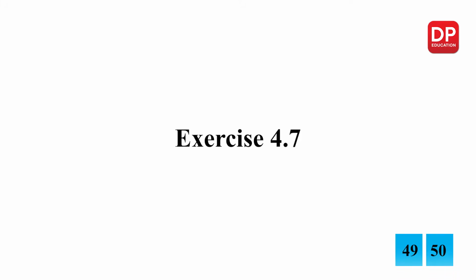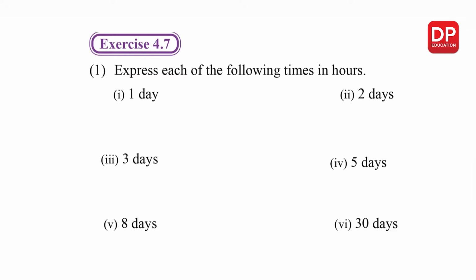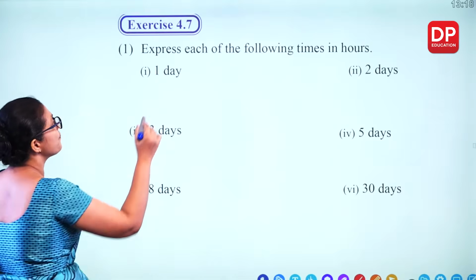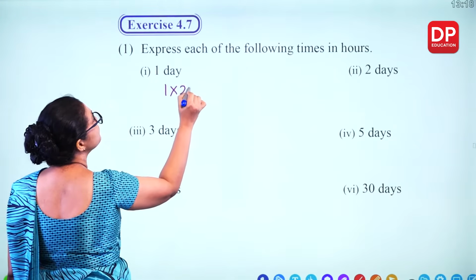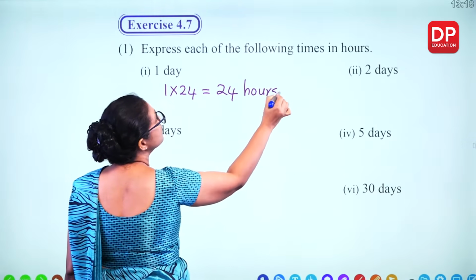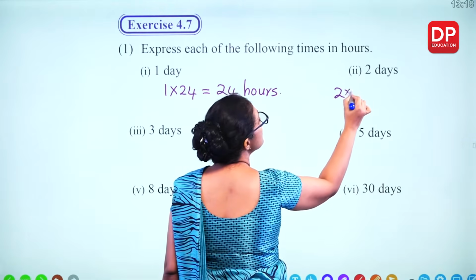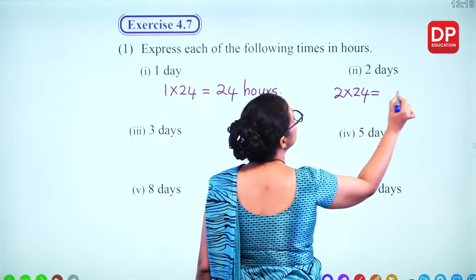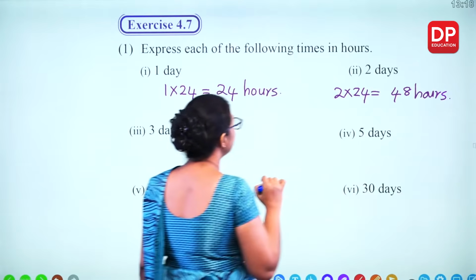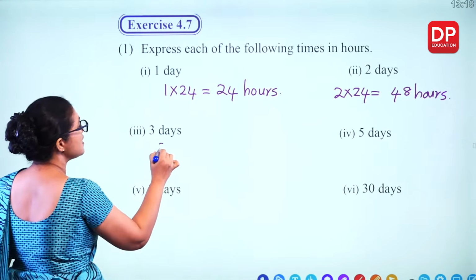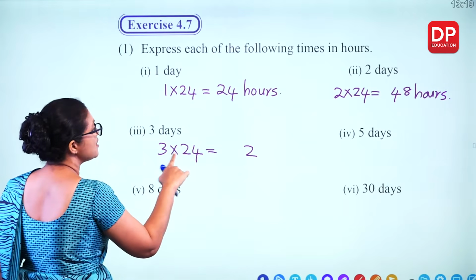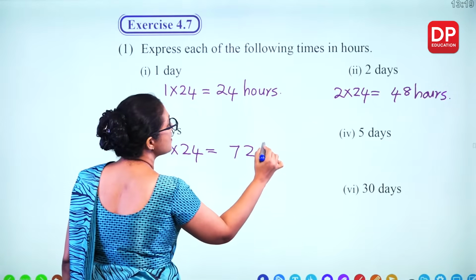Exercise 4.7. Express each of the following times in hours. So we know 24 hours is 1 day. So multiply by 24. 24 hours. 2 days means 2 times 24. 48 hours. 3 days means 3 times 24. 3 times 4, 12. And 3 times 2, 6 plus 1, 7. 72 hours.